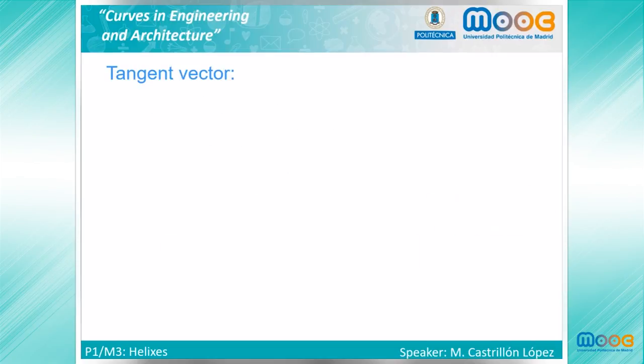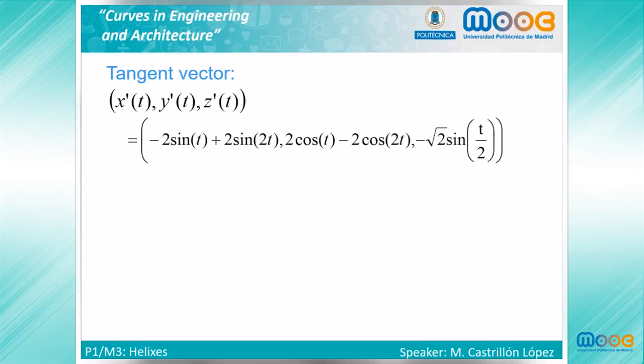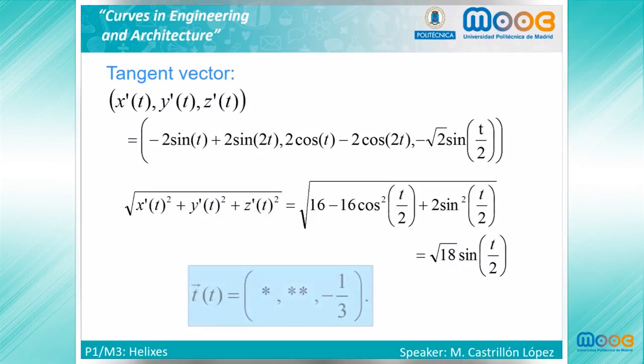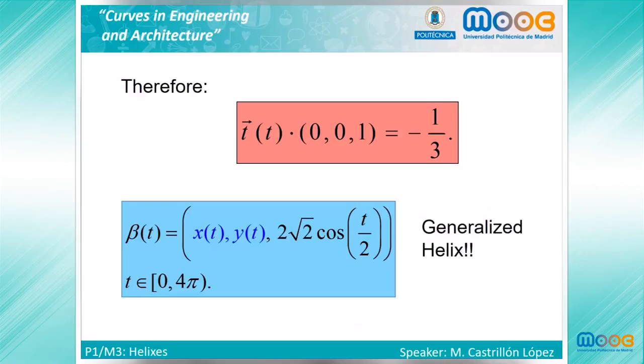We now compute the tangent vector of that curve. For that, we calculate the derivative of the parametrization and the modulus of that derivative. The tangent vector is the quotient of the derivative by its modulus, and this tangent vector turns out to have a constant z component. Hence, the inner product of the tangent vector and the vector (0, 0, 1) is constant. Therefore, we have a generalized helix on a sphere constructed from a cardioid.